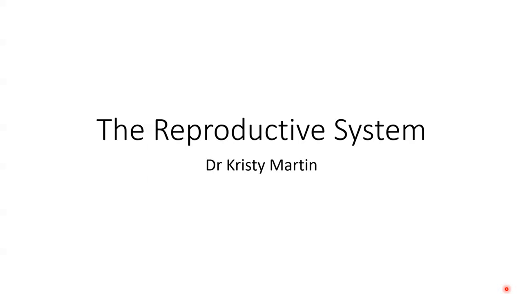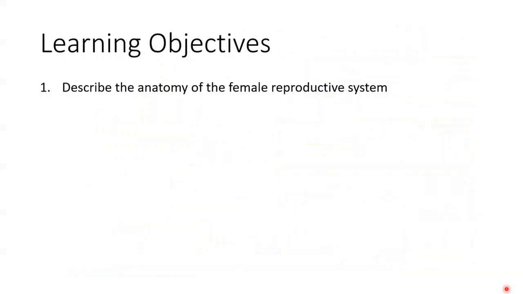So the second part of the reproductive system is obviously the female reproductive system, and for today's lecture we're looking at the anatomy of this system. The female reproductive system starts off nice and easy with only one learning objective, and that's to describe the anatomy of the female reproductive system.